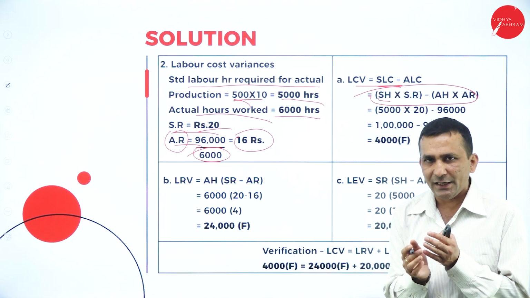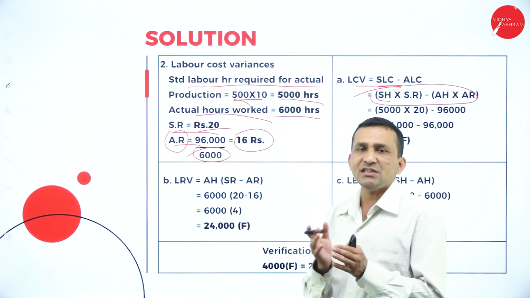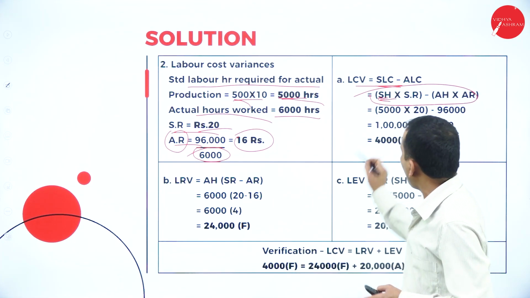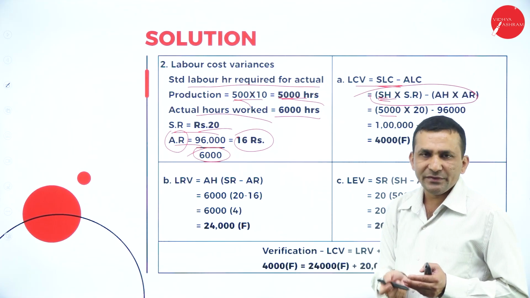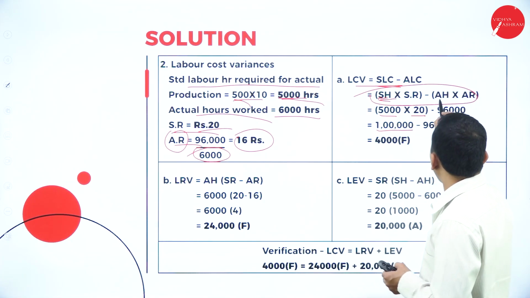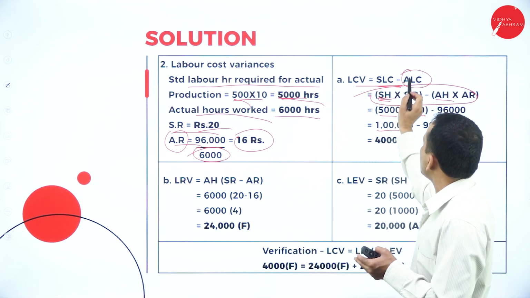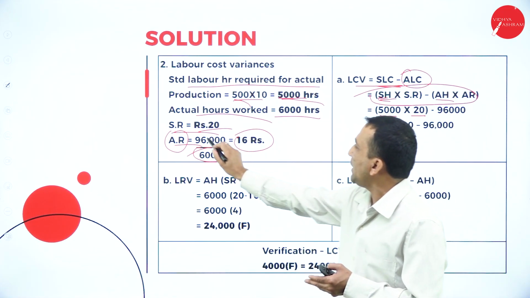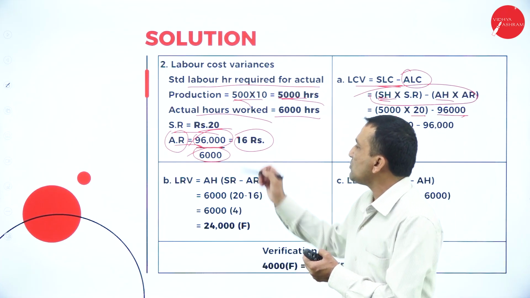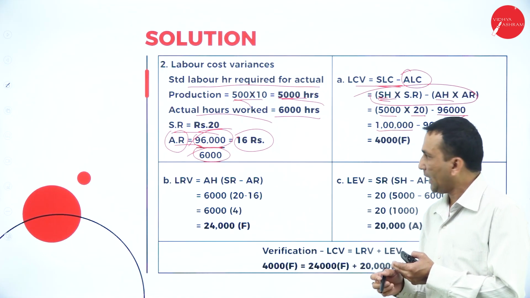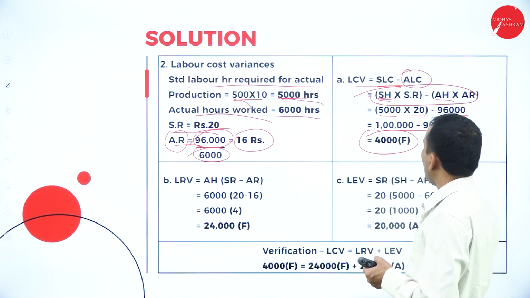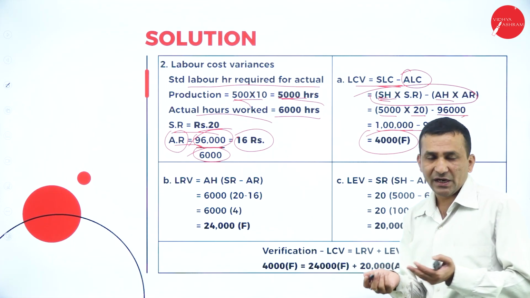Standard hours into standard rate. Actual labor cost, how are we getting it? Actual hours into actual rate. So now we have standard hours, which we just calculated as 5,000 hours, and the standard rate, which is given in the question under labor, is 20. If you multiply, we get 1 lakh. And again, the actual labor cost value, because the formula has a labor cost value, is directly given in the question: 96,000. Otherwise, 6,000 into 16, if you do the same thing you get the same. So after subtracting, we get 4,000 favorable, because 1 lakh minus 96,000, obviously we get a favorable result.